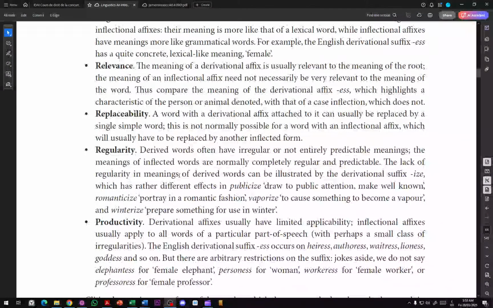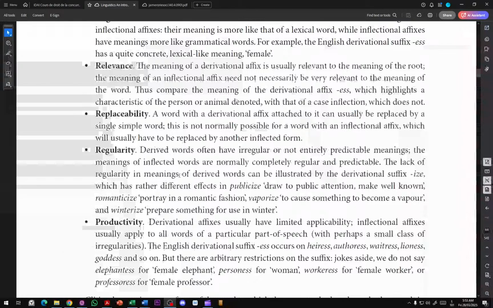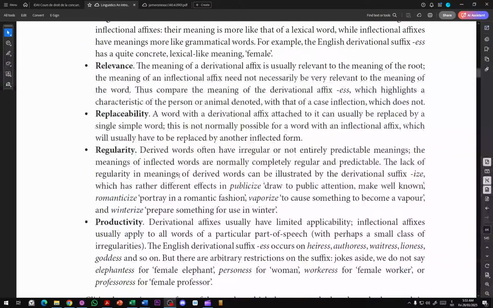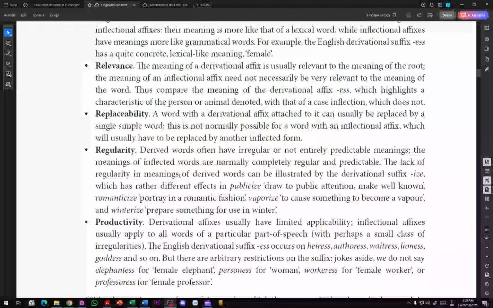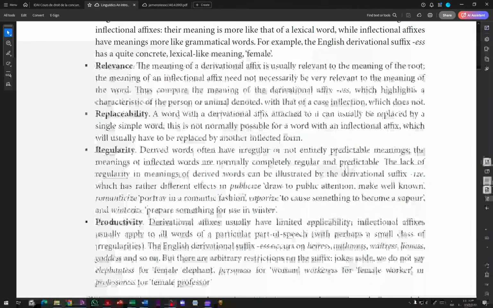Replaceability. A word with a derivational affix attached to it can usually be replaced by a single simple word. This is not normally possible for a word with an inflectional affix, which will usually have to be replaced by another inflected form.